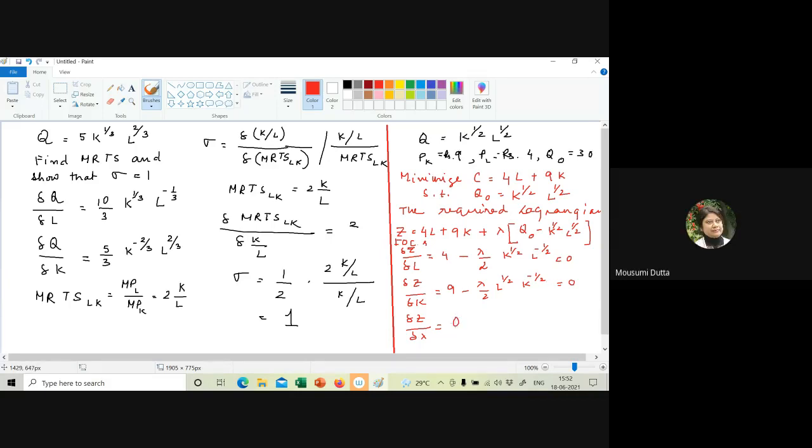And del Z by del lambda. Three. Dividing 1 by 2, we get 4 by 9 is equal to K by L.